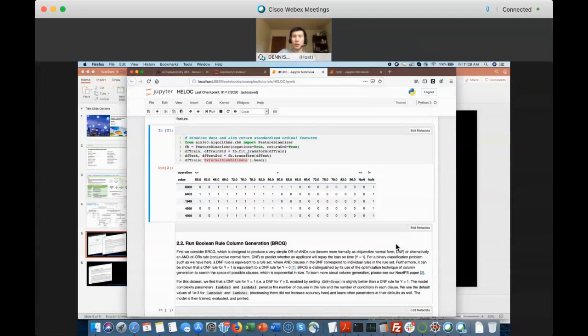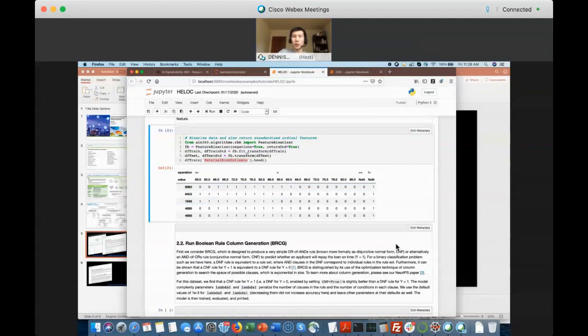So now that the data has been prepared, we're going to run the first algorithm, which is BRCG. What this produces is what is known colloquially as an OR of ANDs model. The more formal term is a DNF, a disjunctive normal form. We do have a paper on this, of which I am an author. So if you really want the technical mathematical details, I'd refer you there. I'm not going to say too much more about how the algorithm actually works, but I'm just going to show you what it does.